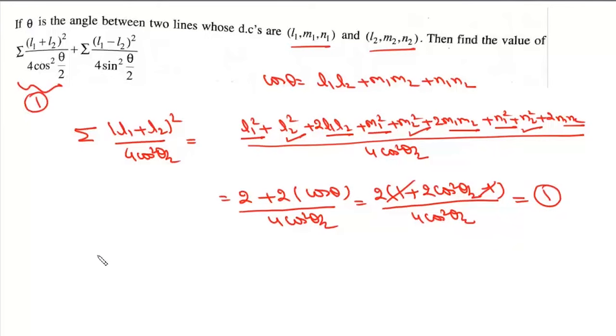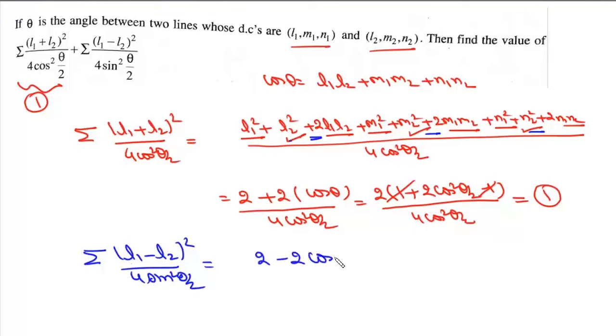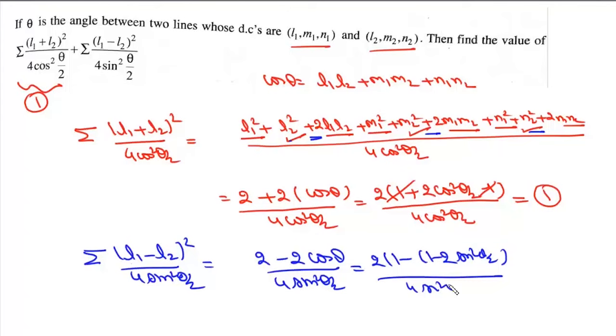And the same way, if we find this summation (L1 minus L2) whole square upon 4 sin square theta by 2, it'll be L1 square, M1 square, N1 square, and L2 square, M2 square, N2 square, which again is 2. And then here we'll have minus L1 L2, minus M1 M2, and minus N1 N2. So it'll be 2 minus 2 cos theta upon 4 sin square theta by 2. Now we'll write this as 1 minus 2 sin square theta by 2 upon 4 sin square theta by 2, which is 1. So this second expression is 1. So the answer to this question is simply 2.